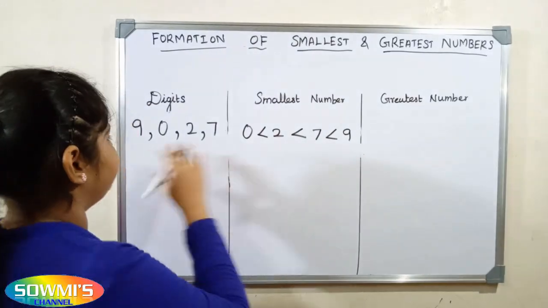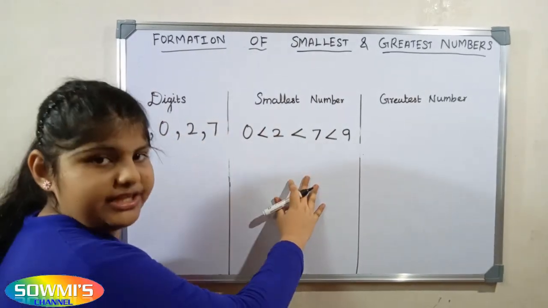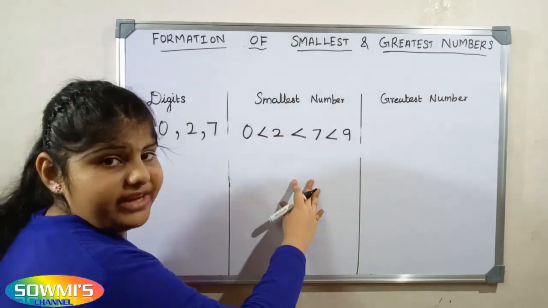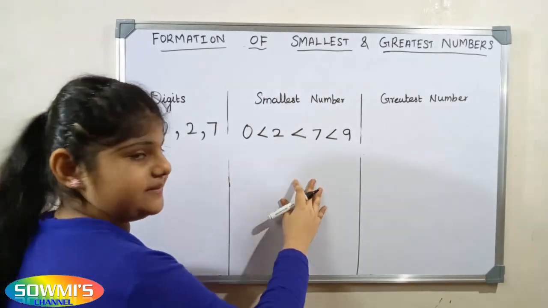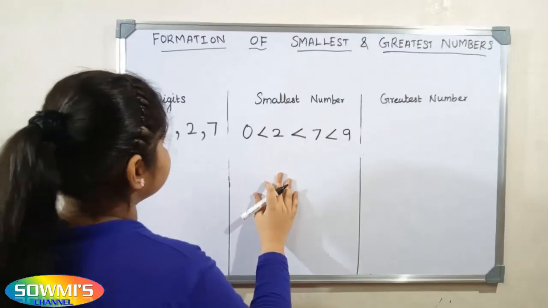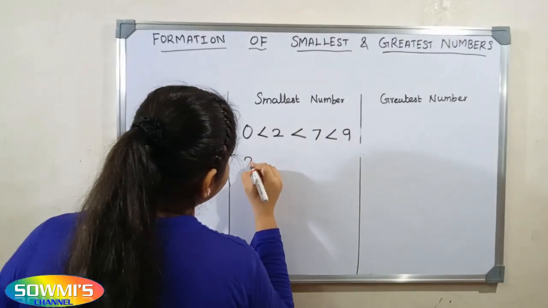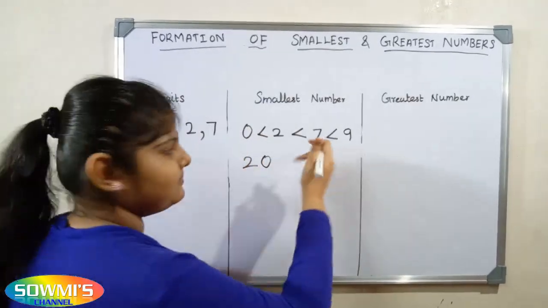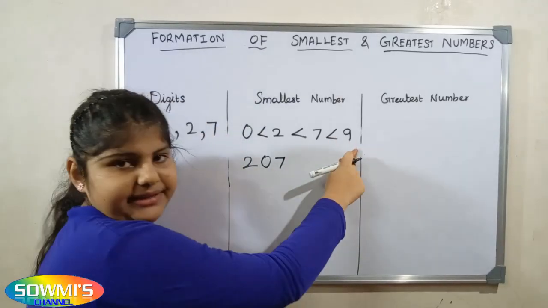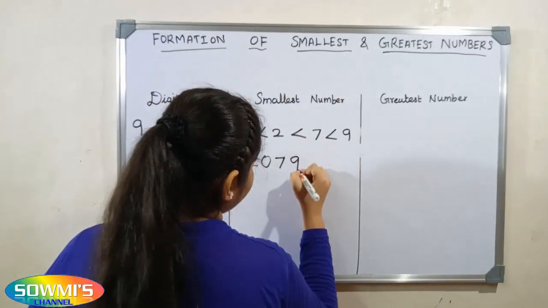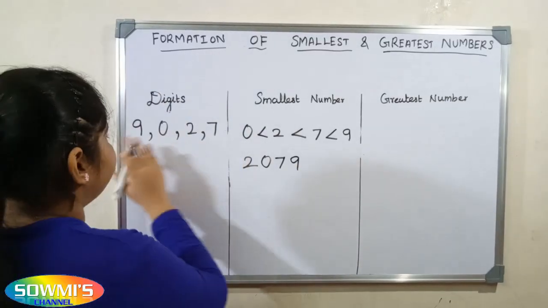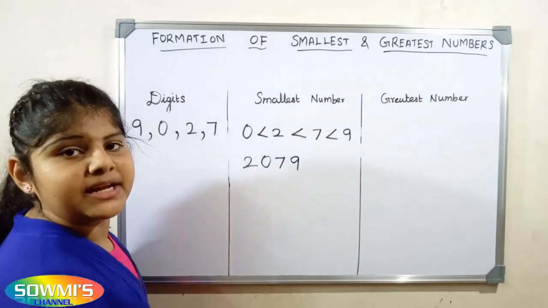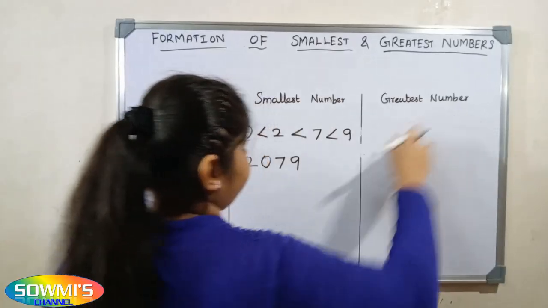You can see here there are 4 digits. When we put 0 in the first place, the number becomes 3 digits. So we have to put 0 in the second place. So the smallest number is 2, 0, 7, 9. So the smallest number formed by these digits is 2079.